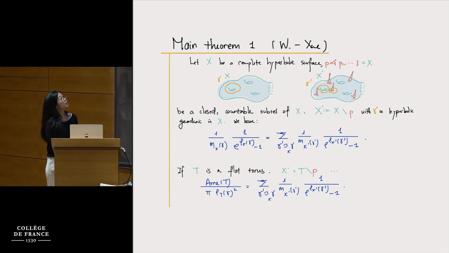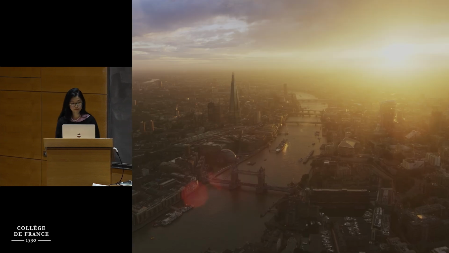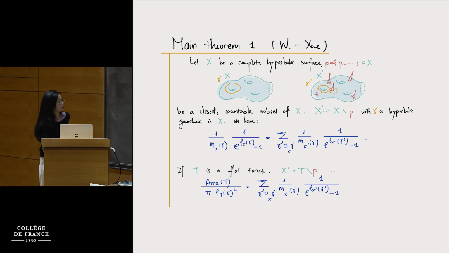If we have a torus, then what you do is replace the left-hand side by the area of the torus with respect to the flat metric divided by pi length squared. On the right-hand side, if I remove at least 1 point, then it's a hyperbolic surface. So the expression, again, is using the hyperbolic metric.